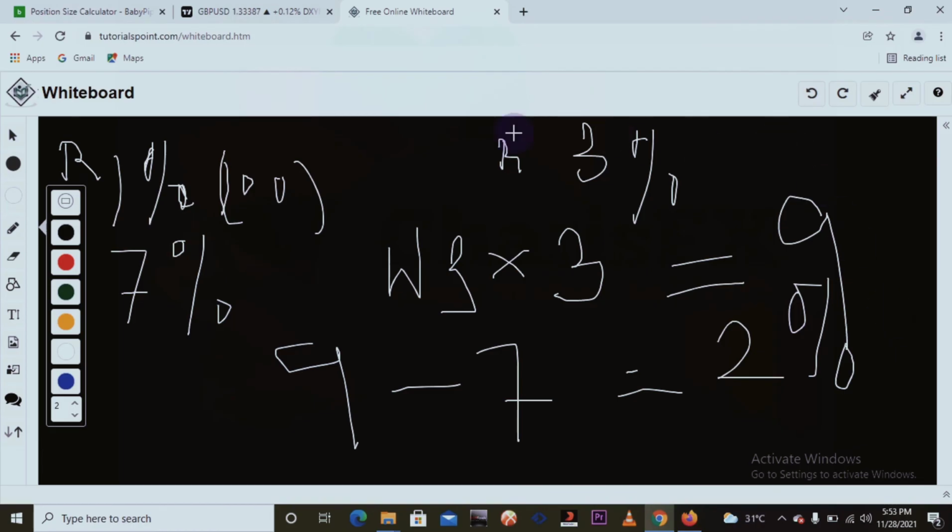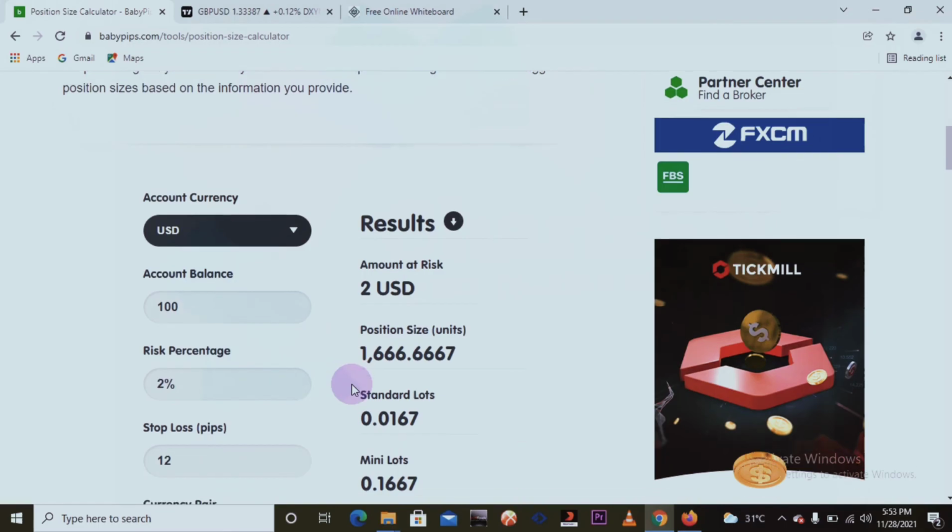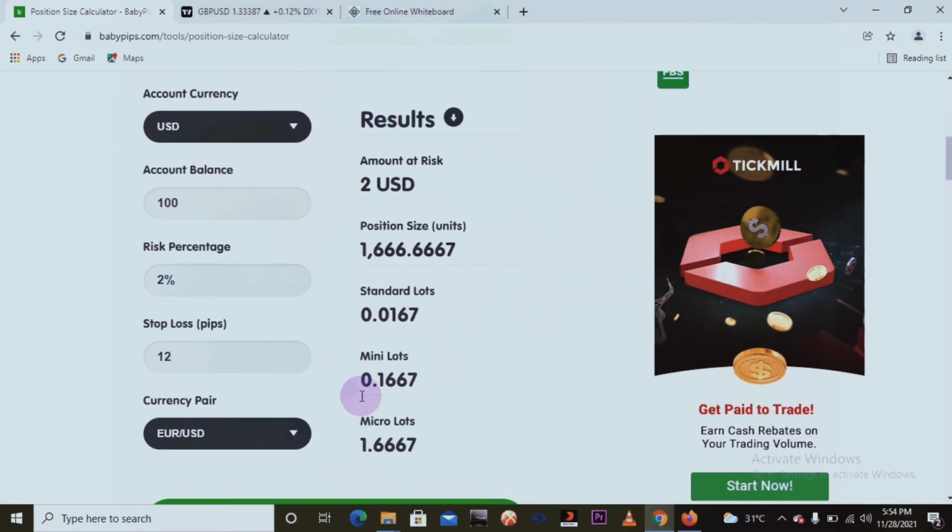Okay, so what did I say? I said simply go to a position size calculator and learn how to do these things. It saves you from blowing accounts over and over again.